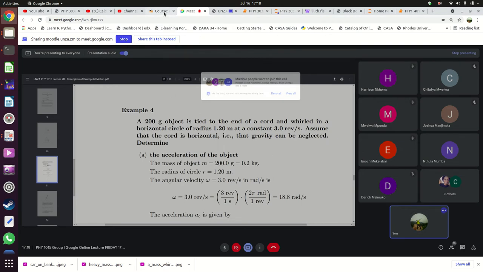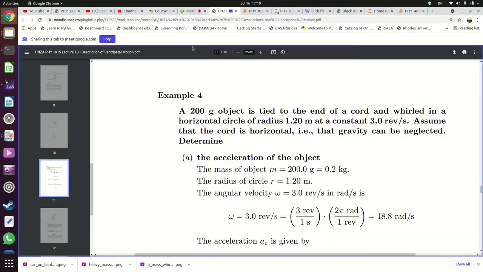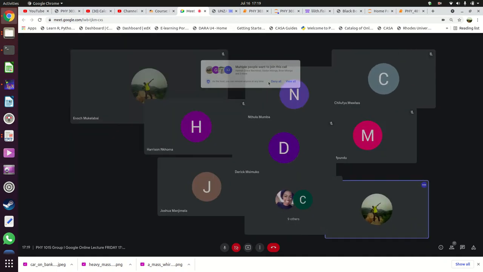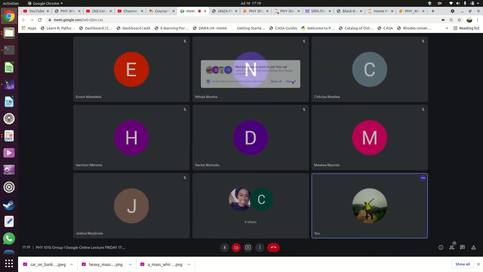What's going on? I don't know what's happening. Just a minute. I'm trying to admit, but it doesn't seem to be responding. Let me stop sharing a bit. Let's see what happens. I don't know. Okay. I'm not sure exactly how it's happening. It's like my screen has frozen a bit.